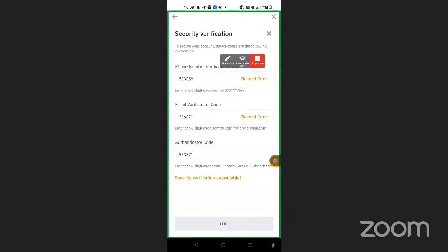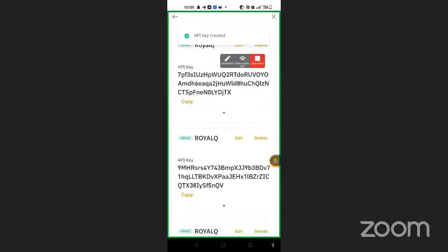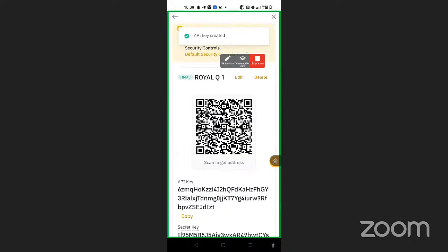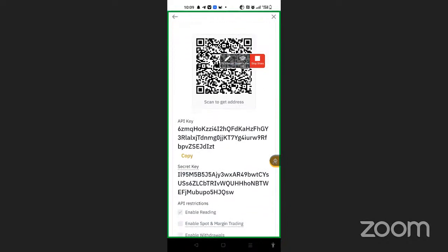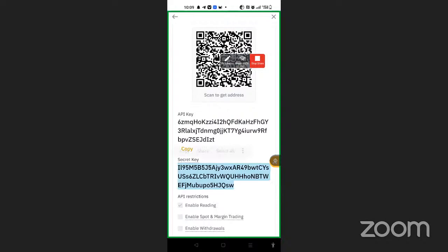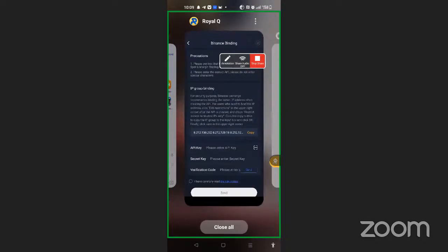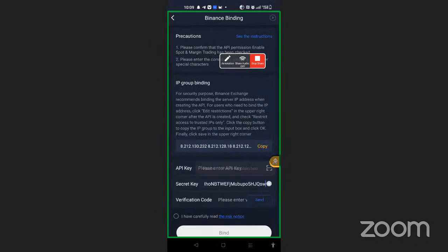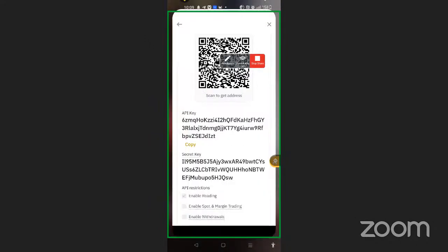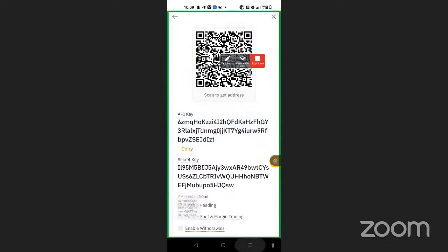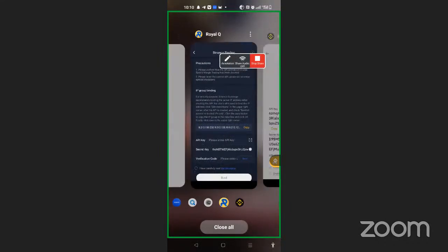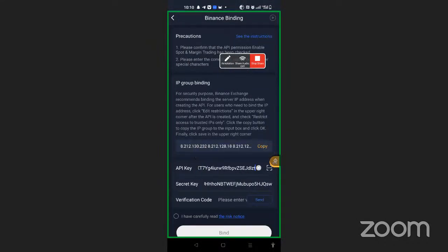So you create your API very well, ladies and gentlemen. Now when you tap on edit, and you copy maybe this secret key, I'm just showing you how to delete this API. You copy your secret key, you paste it here, you come back, maybe you copy the API key, you paste it this side. Before you continue, you need to first copy the IP group binding. This is where most of you are not winning.